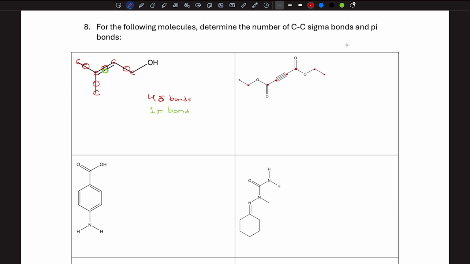And so let's count how many sigma bonds we have first. I see 1, 2, 3, 4, 5. Remember, we're only counting the bonds between carbons. And so I count only 5 sigma bonds. And now to count the pi bonds, we're going to look at all our double and triple bonds. I don't see any double bonds. I do see a triple bond. And a triple bond consists of 2 pi bonds. And so we'll have 2 pi bonds here.